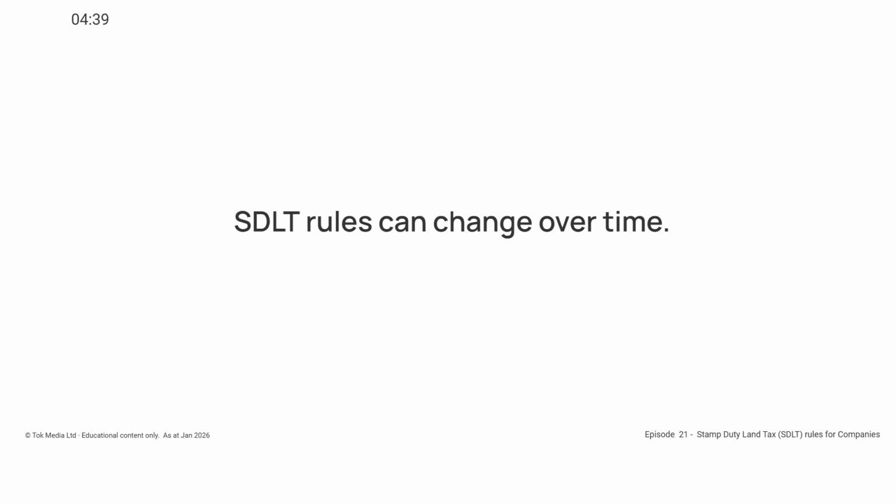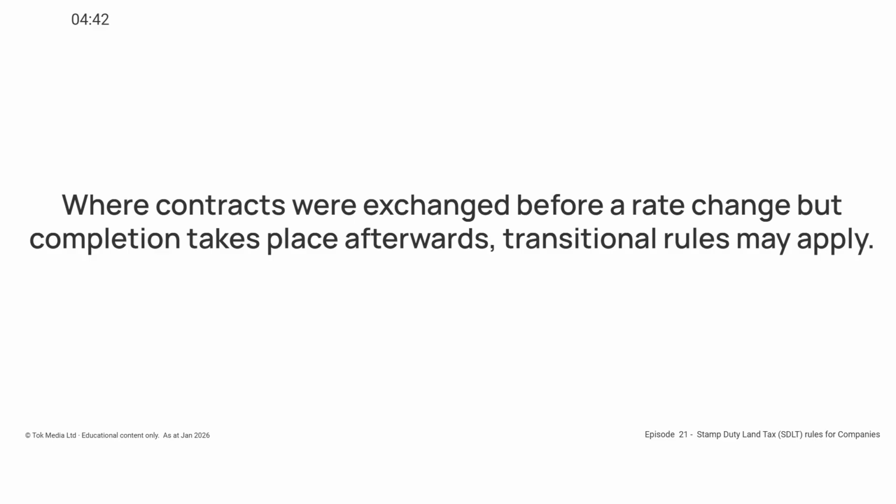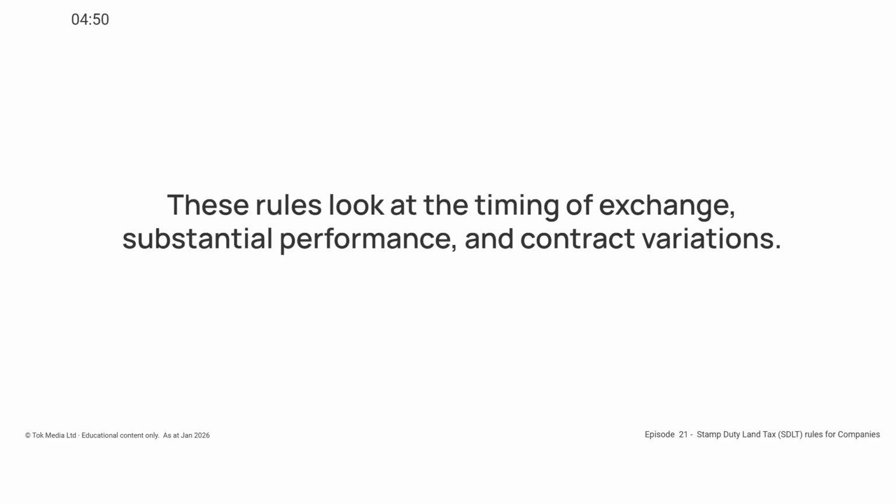SDLT rules can change over time. Where contracts were exchanged before a rate change, but completion takes place afterwards, transitional rules may apply. These rules look at the timing of exchange, substantial performance, and contract variations.